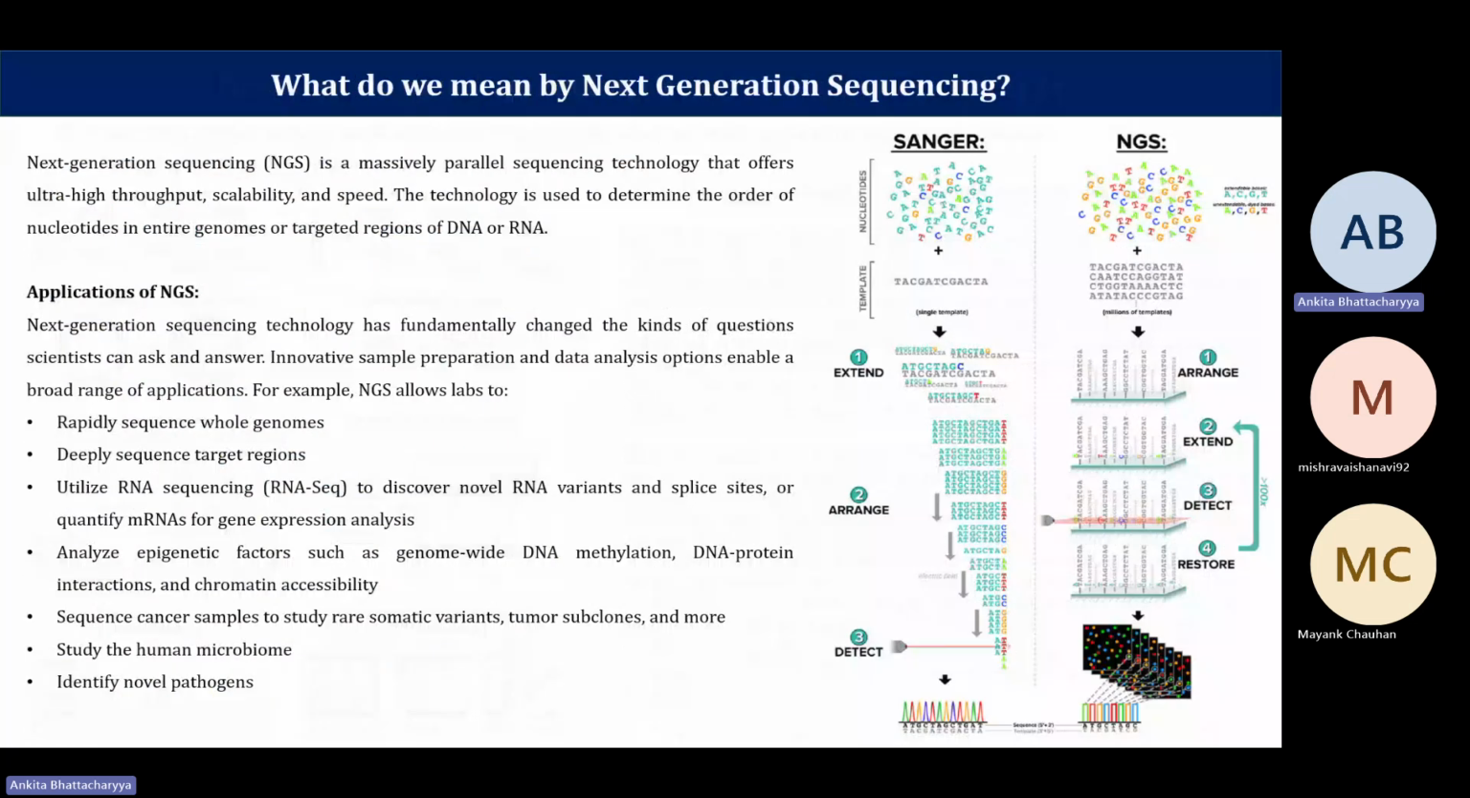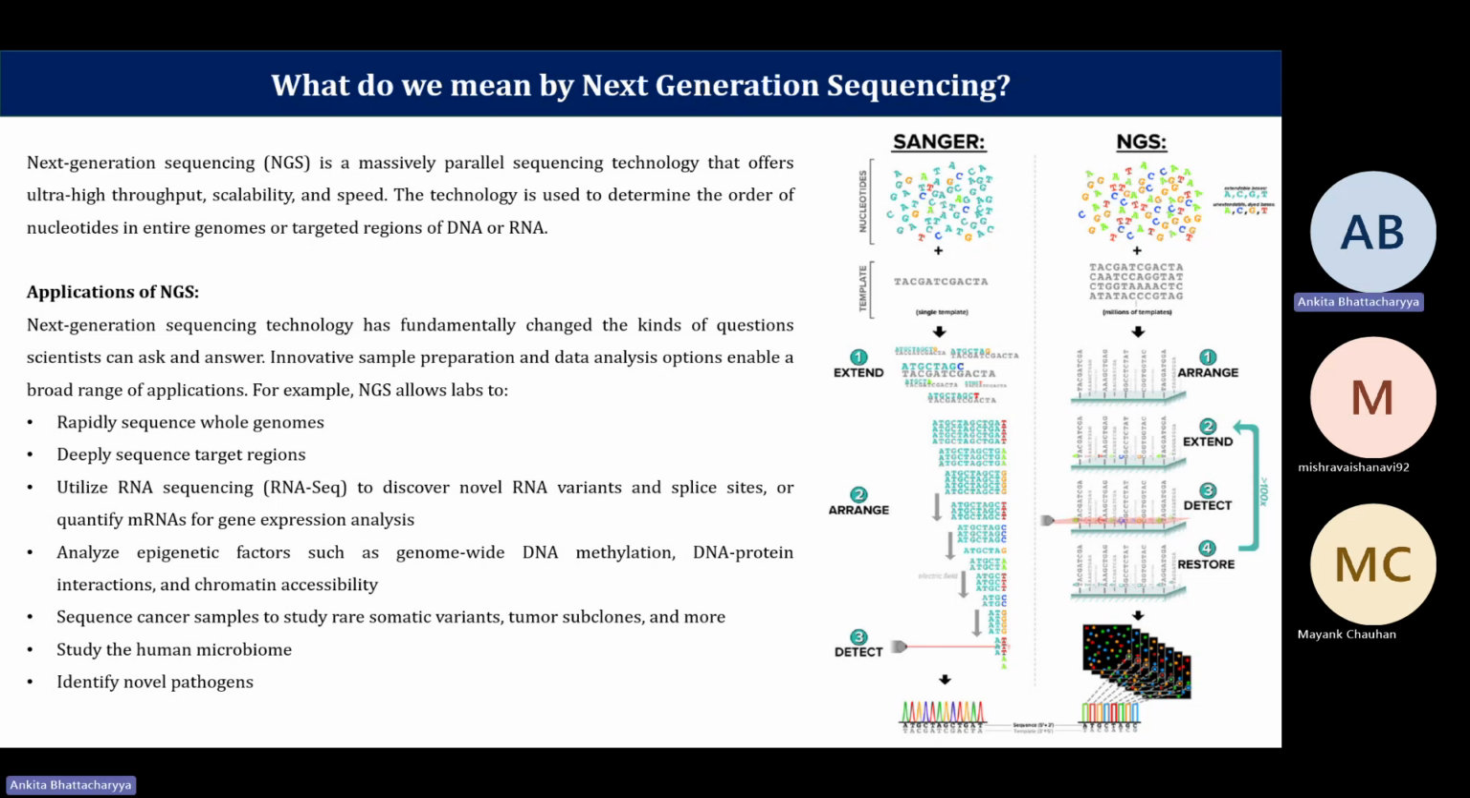So what do you exactly mean by that? It is a high throughput sequencing method. What does it give you? It gives you A, a lot of data, B, scalability, and C, it can take care of the speed. So two types of data can be obtained from high throughput sequencing.